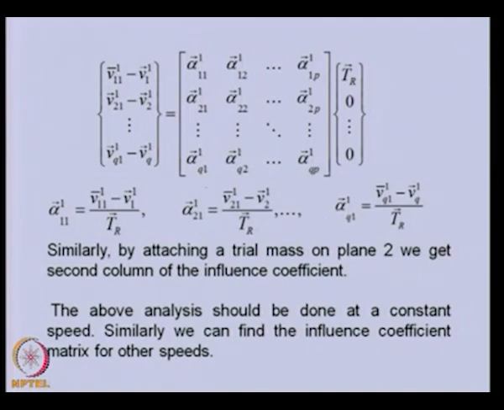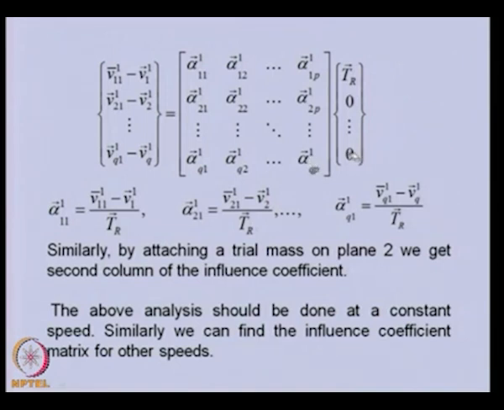So, when we kept the trial mass in the first plane, we saw that we were able to get the first column of this particular influence coefficient for the first speed, omega 1. Now, in the second step, what will we be doing? We will be keeping the trial mass in the second plane here. Then we expect to get the influence coefficients corresponding to the second column for the same speed, omega 1. Similarly, we can go up to the nth plane.